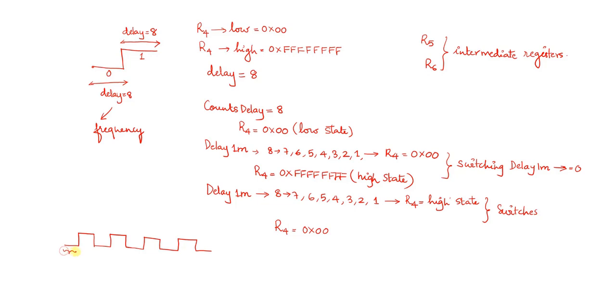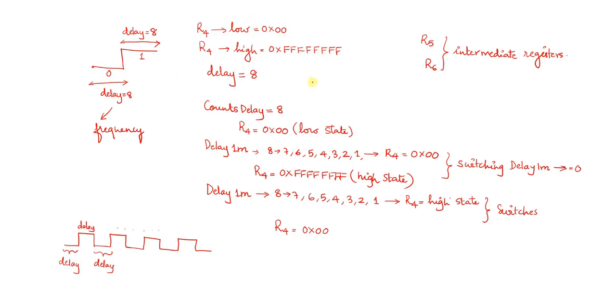So, you are decrementing the delay count from 8 to 1, and the moment it reaches 0, switching is occurring, again you are giving a delay, and the moment the count reaches 0, again the switching is occurring, again you provide a delay, and this goes on. So, this is the logic of the program.